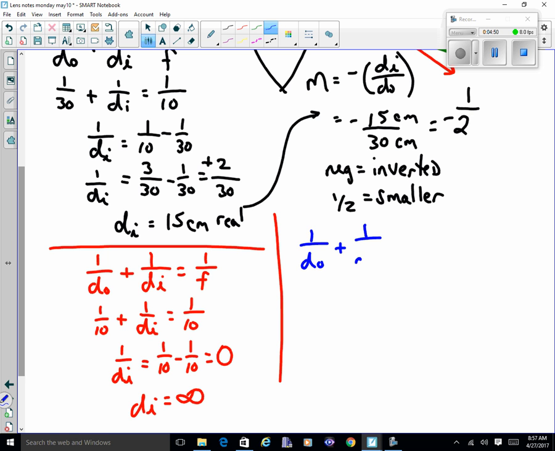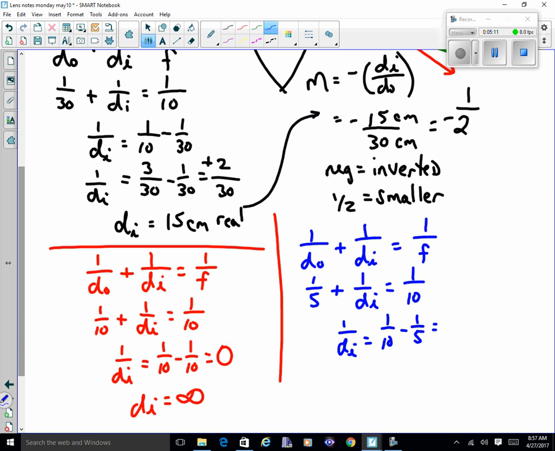equals 1 over f. And so I'm going to put in 1 over 5 plus 1 over di equals 1 over 10. The focal length is 10. I'm going to subtract 1/5 from both sides, so 1 over di now equals 1 over 10 minus 1 over 5. Find a common denominator, you get 1 over 10 minus 2 over 10. That gives you a negative 1 over 10. Now when you flip it, that ends up giving you a negative 10. So the image distance is negative 10.